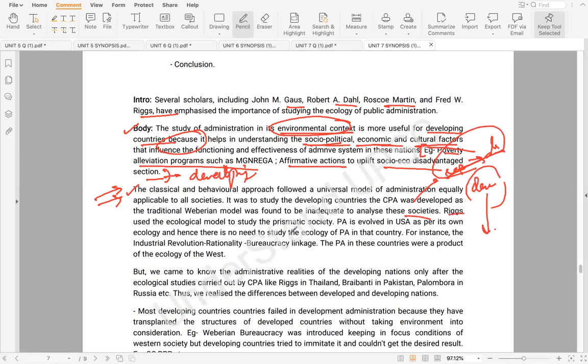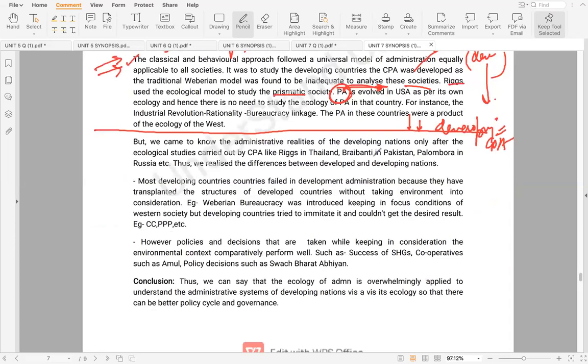Therefore, Riggs came out with the ecological model to study the prismatic society. Public administration evolved in the USA as per its own ecology. Hence, there is no need to study the ecology of public administration because it has been ethnocentric and Western dominated. For instance, the Industrial Revolution, rationality, bureaucracy linkage, the public administration in these countries are a product of the ecology of the West. That is why we needed new administrative studies for the developing countries, which was done through the CPA studies, right? But we came to know the administrative realities of the developing nations only after the ecological studies. For example, Riggs in Thailand, Berbanti in Pakistan, Evans in Pakistan, and Palombara in Italy, right? Thus, they realized differences between developed and developing nations.